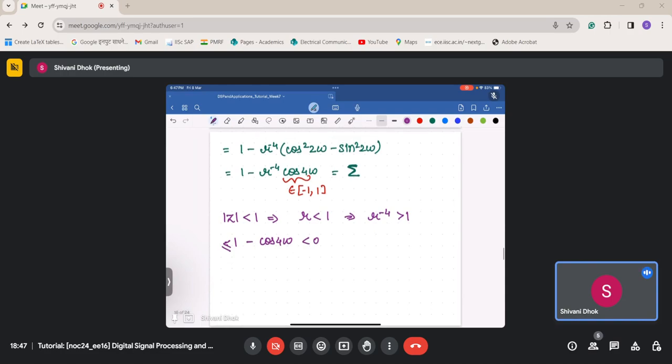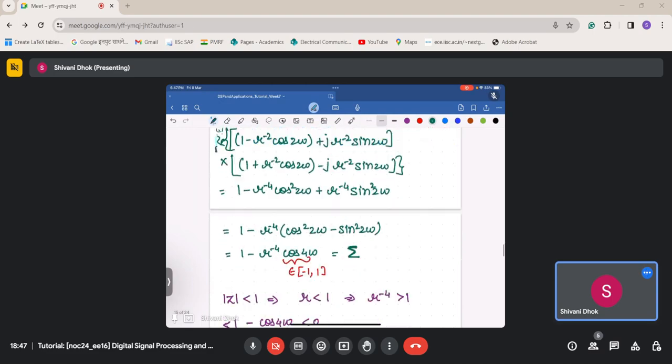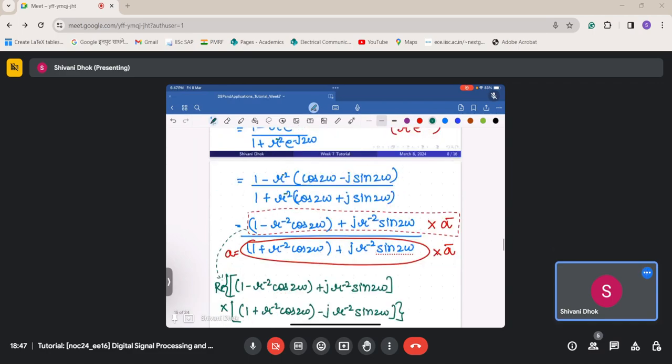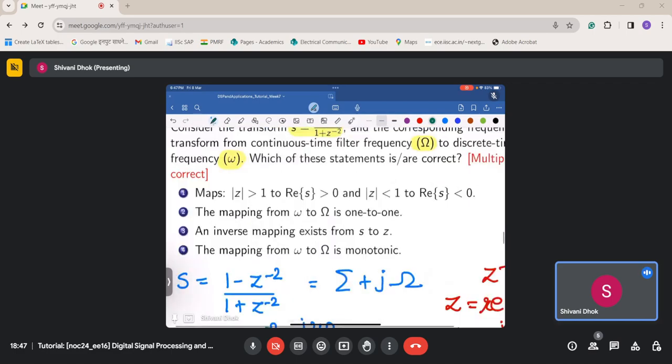And similarly, when I'm having a plus sign here, that argument will be opposite. That is, if I'm having r greater than 1, then this quantity, whatever we are having, will give me things which are greater than 0, right? Same argument. So this means that if I'm having magnitude of z greater than 1, the real part of s will be greater than 0, and if magnitude of z is less than 1, then real part of s is less than 0.